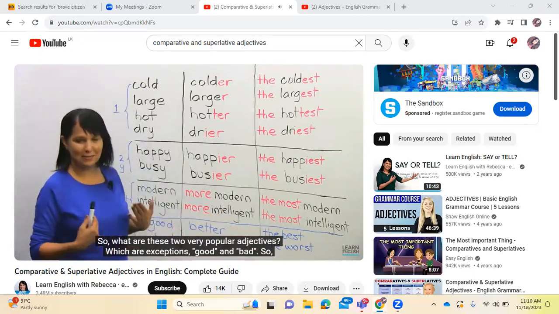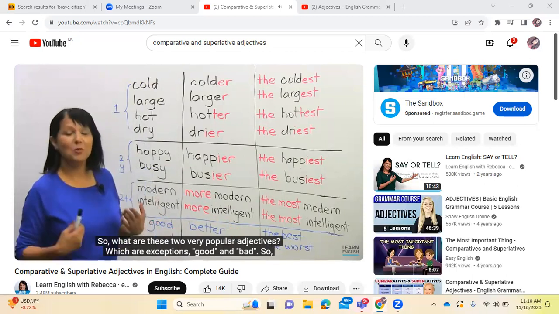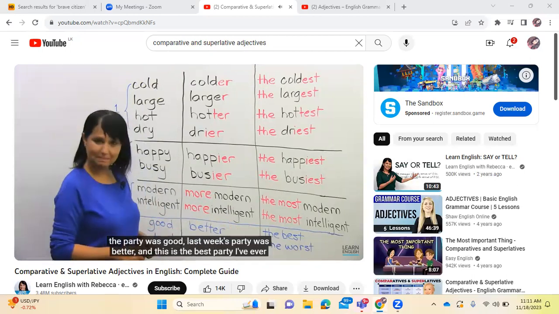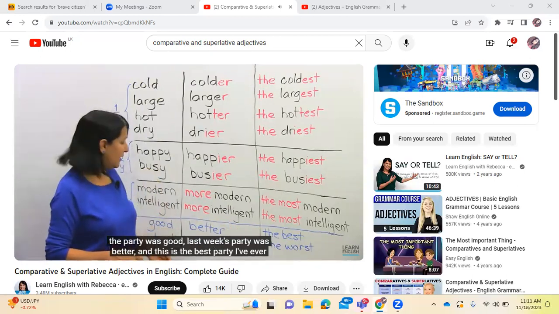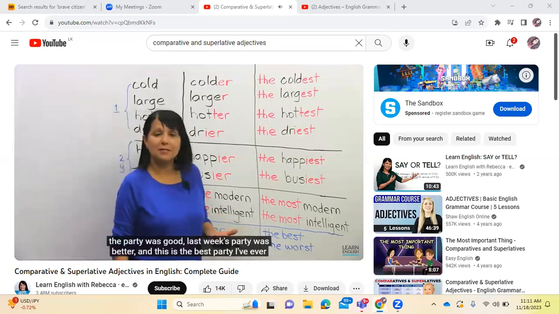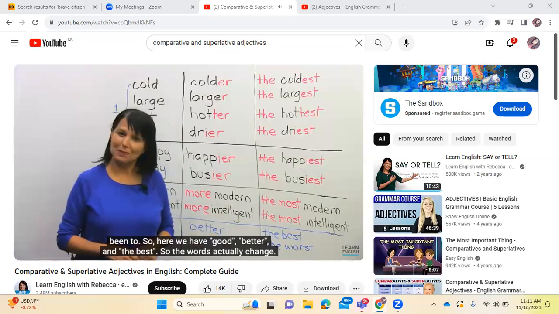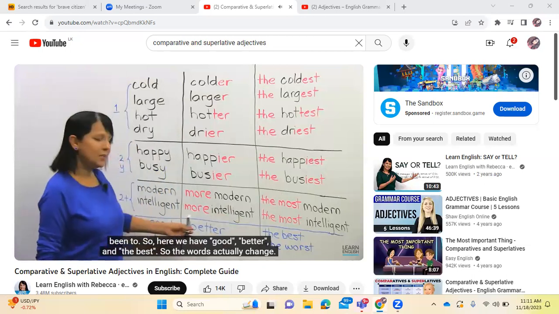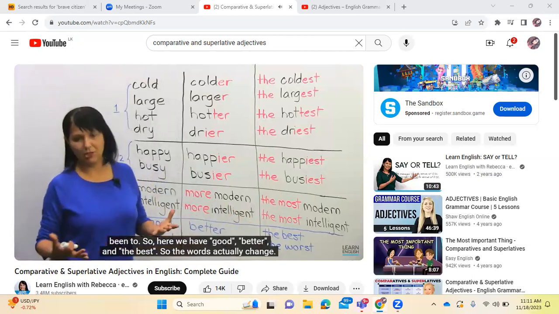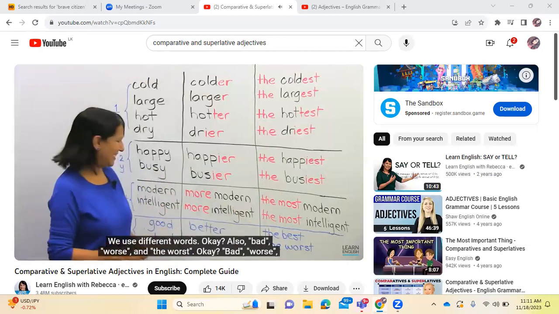So what are these two very popular adjectives, which are exceptions? Good and bad. So the party was good. Last week's party was better. And this is the best party I've ever been to. So here we have good, better, and the best. So the words actually change. We use different words, okay?